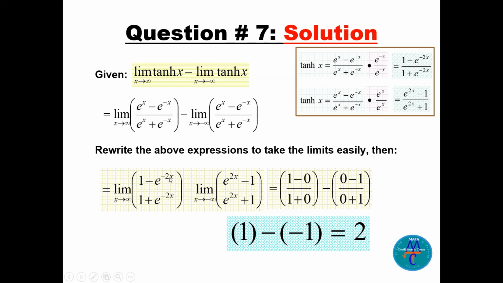X goes to infinity, so infinity plus infinity. And we have here minus, so it will be 1 over infinity. So that's 0 here. So 1 minus 0. Also here 1 plus 0. Now here we have e to the power 2x, that's a positive in the power here. But x goes to minus infinity, so it will be 1 over infinity, which is 0 minus 1. So 0 minus 1 divided by 0 plus 1. So 1 minus 0 over 1 plus 0, which is 1, minus 0 minus 1 over 0 plus 1, which is minus 1. 1 minus minus 1, the limit is 2.